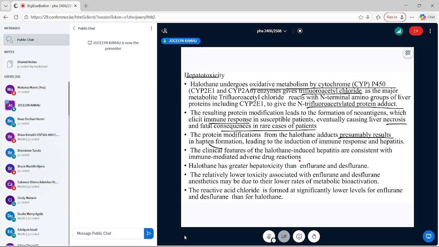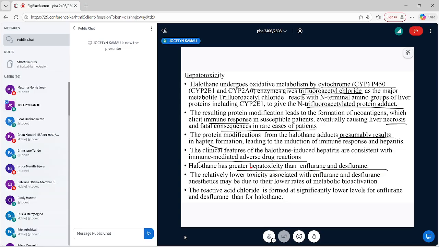The clinical features of halothane-induced hepatitis are consistent with immune-mediated adverse drug reactions. Halothane has greater hepatotoxicity than both enflurane and desflurane. But you see now, as I have said, the problem with these drugs is that the better the drug is, the more expensive it is.